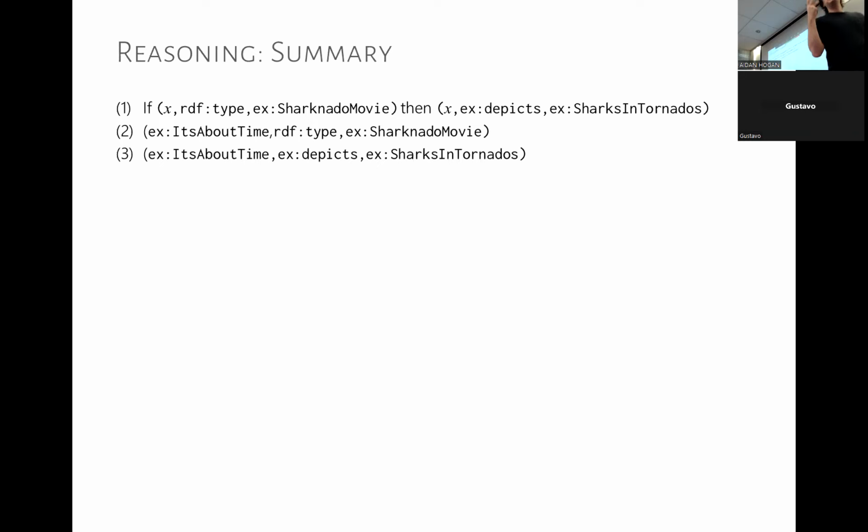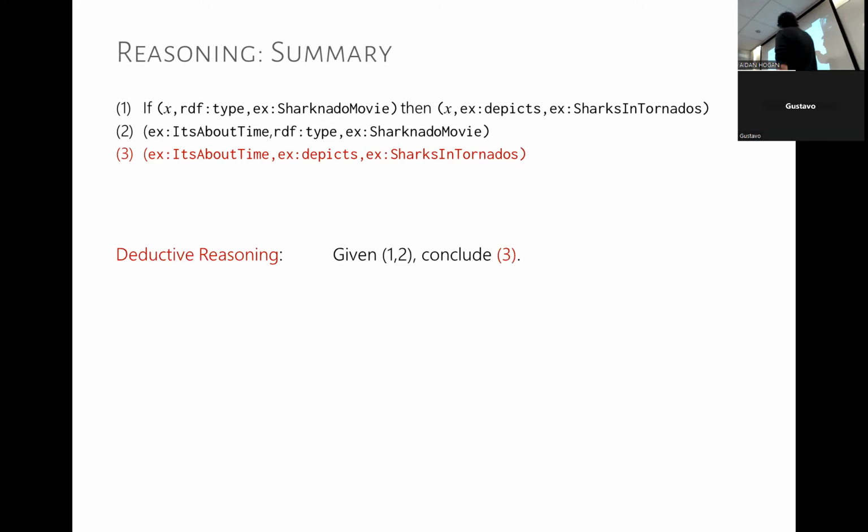The three different types of reasoning then omit something, and we have to figure it out. So in the deductive reasoning case, given 1 and 2, we want to conclude 3. So given the rule and the premise, we're certain about the conclusion. So if X is type Sharknado, then X depicts sharks in tornadoes. It's About Time is a Sharknado movie, therefore It's About Time must depict sharks in tornadoes.